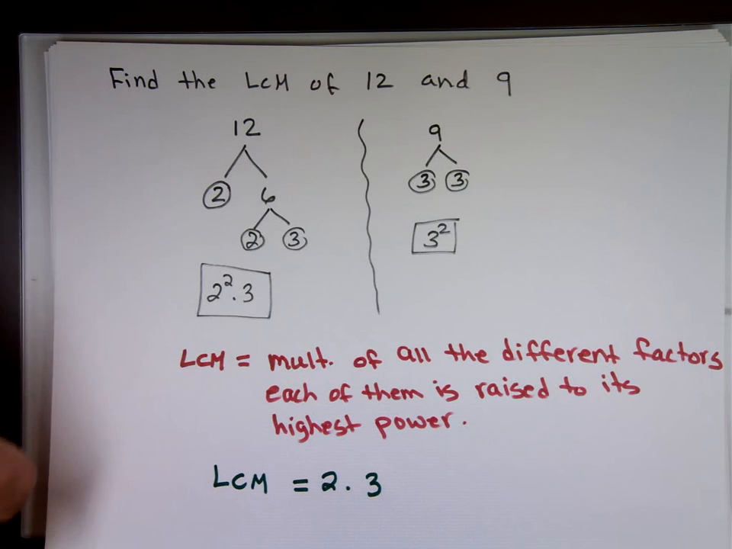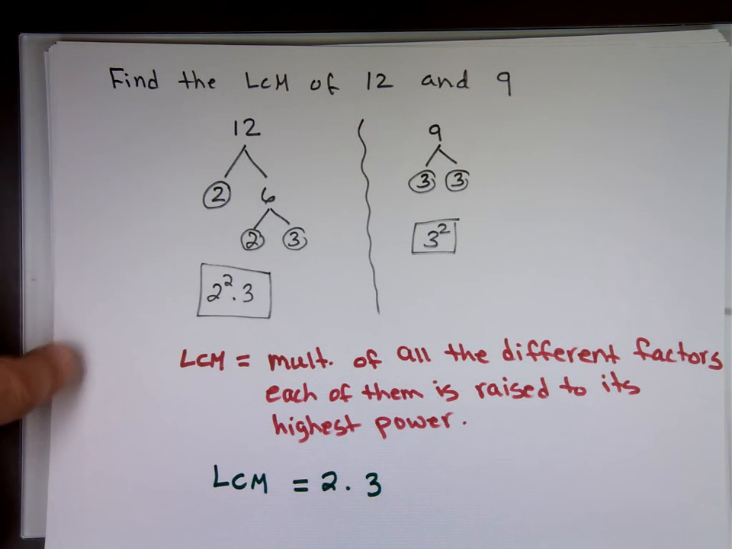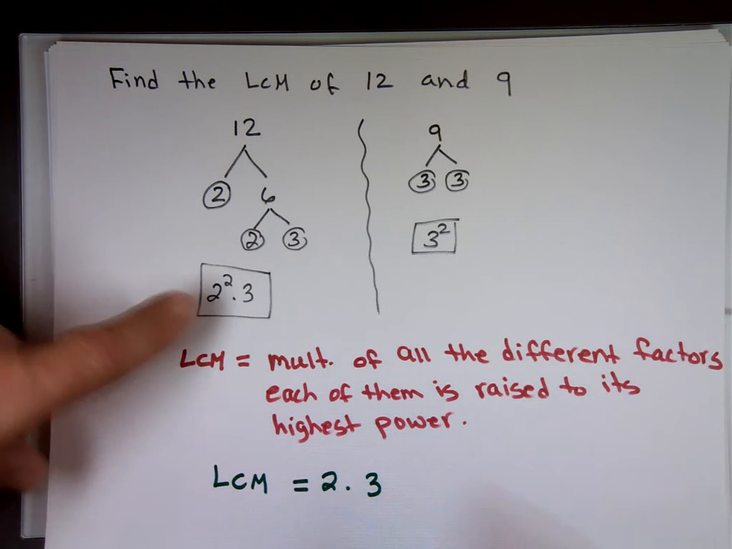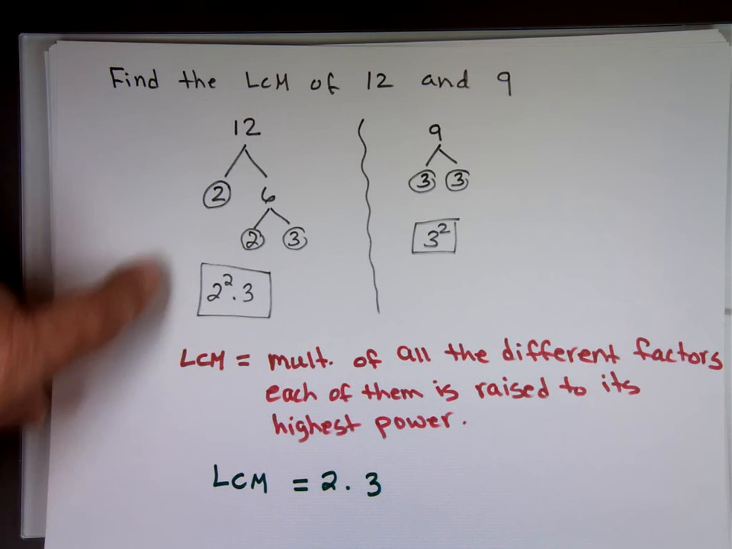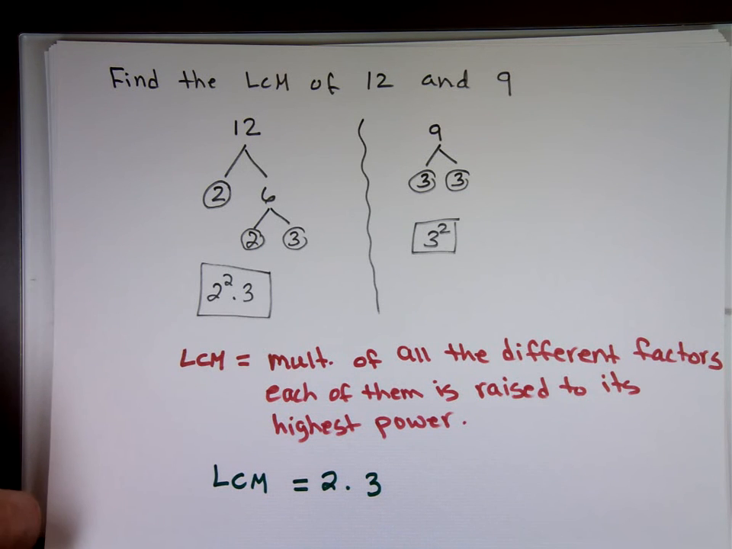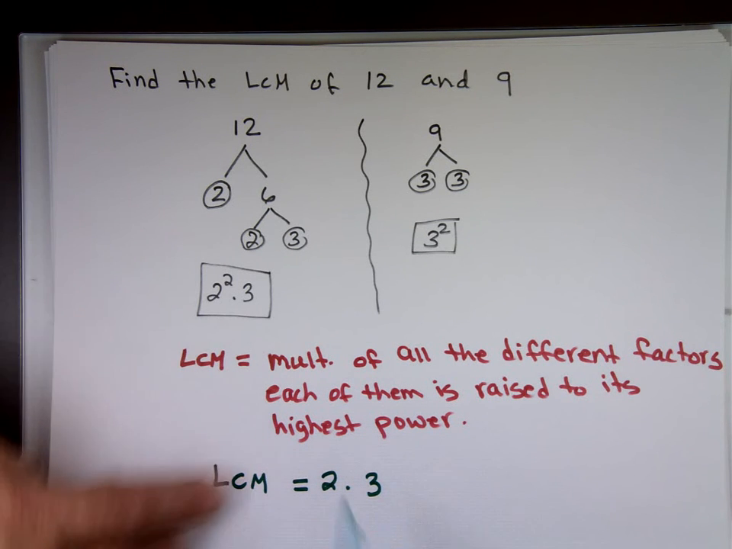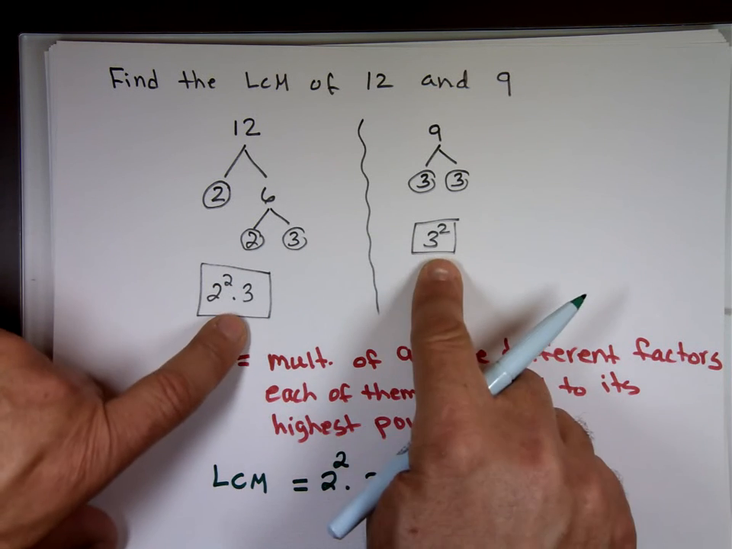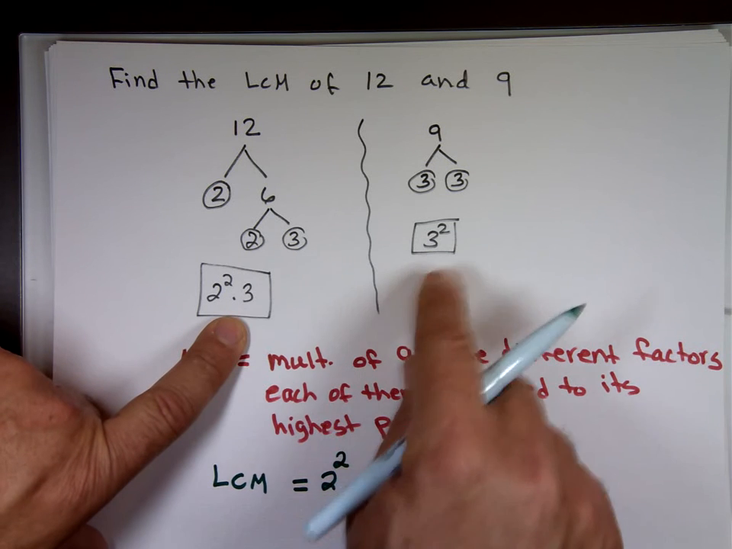Each of them raised to its highest power. When we say each, we don't combine the power. We look at each box separate. What is the highest power of 2 that you see here? 2. And what is the highest power of 3? 2. Don't add this to that. Look at them individually. This has a power of 1. This has a power of 2. Which one is bigger? 2. The 2.